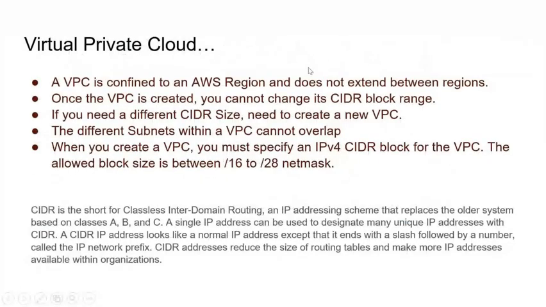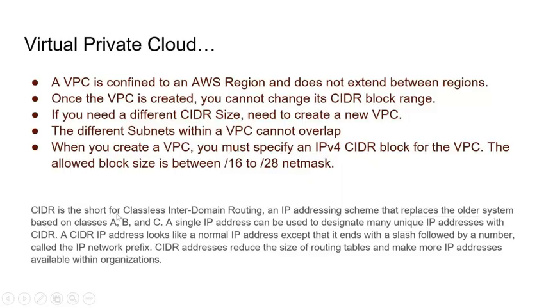Once the VPC is created, you cannot change its CIDR block. What is a CIDR block? CIDR is short for classless inter-domain routing. Till now we have studied class A, class B, class C. This is classless; it does not have any class. It is an IP addressing scheme that replaces the older system based on class A, B, and C. With CIDR, a single IP address can be used to designate many unique IP addresses. That is the advantage of using CIDR.